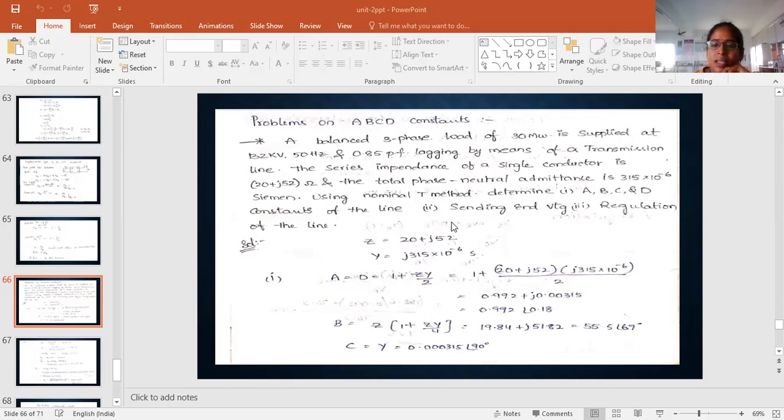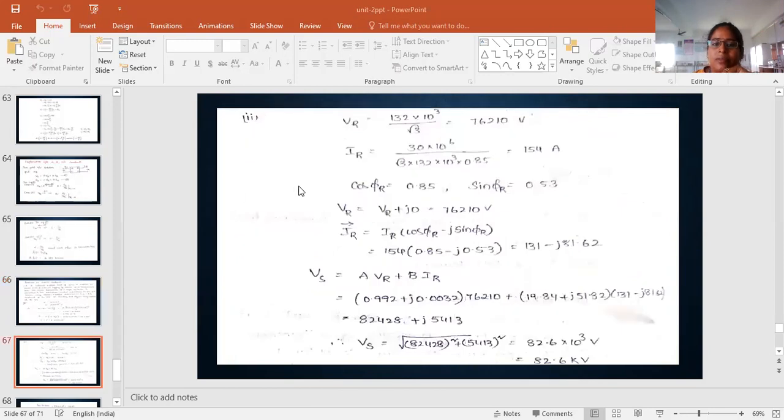And the second one is the sending end voltage. For the sending end voltage, we follow the same procedure as in the previous problems. VR is equal to 132 kV. Here 132 kV is the three-phase value, so we convert it to the per phase value. VR equal to 132 into 10 cube by root 3, and that value is 76,210 volts, and IR equal to P by root 3 VR cos phi R.